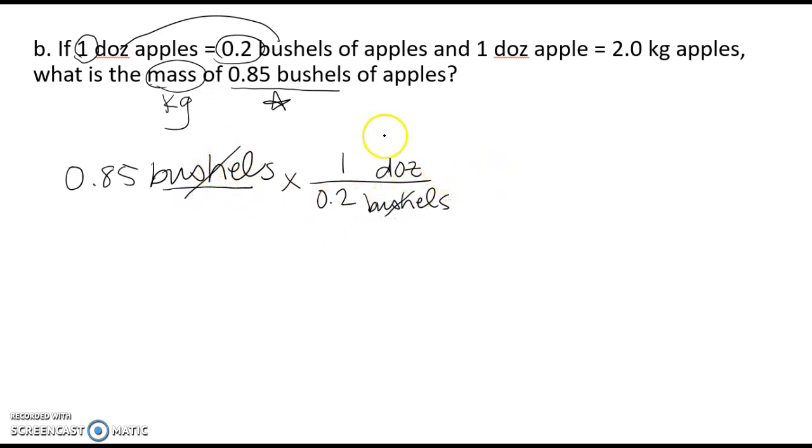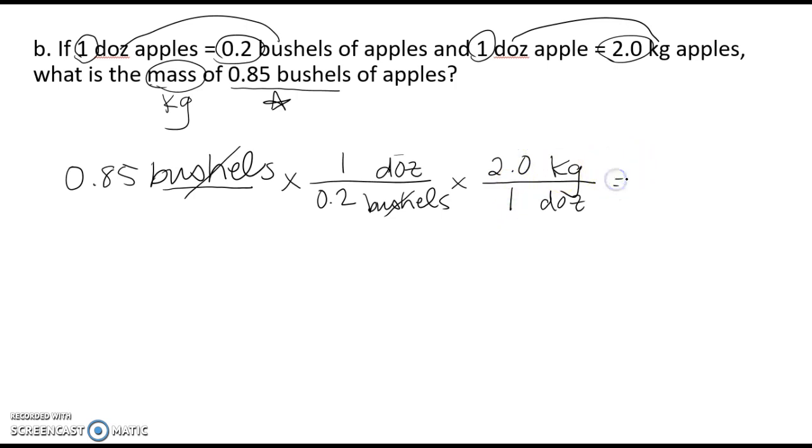I'm not done yet, though, because I need the mass. Right now I have dozens left. So I need to set up one more conversion. Again, whatever's on the top is going to guide what's going to go on the bottom. So dozens on the top, so I'm going to write dozens on the bottom. I look back at the problem, and I have dozens and kilograms that I can relate. If I look back at this problem, too, I know what numbers to write in front of them. So 2 in front of kilograms and 1 in front of dozen.